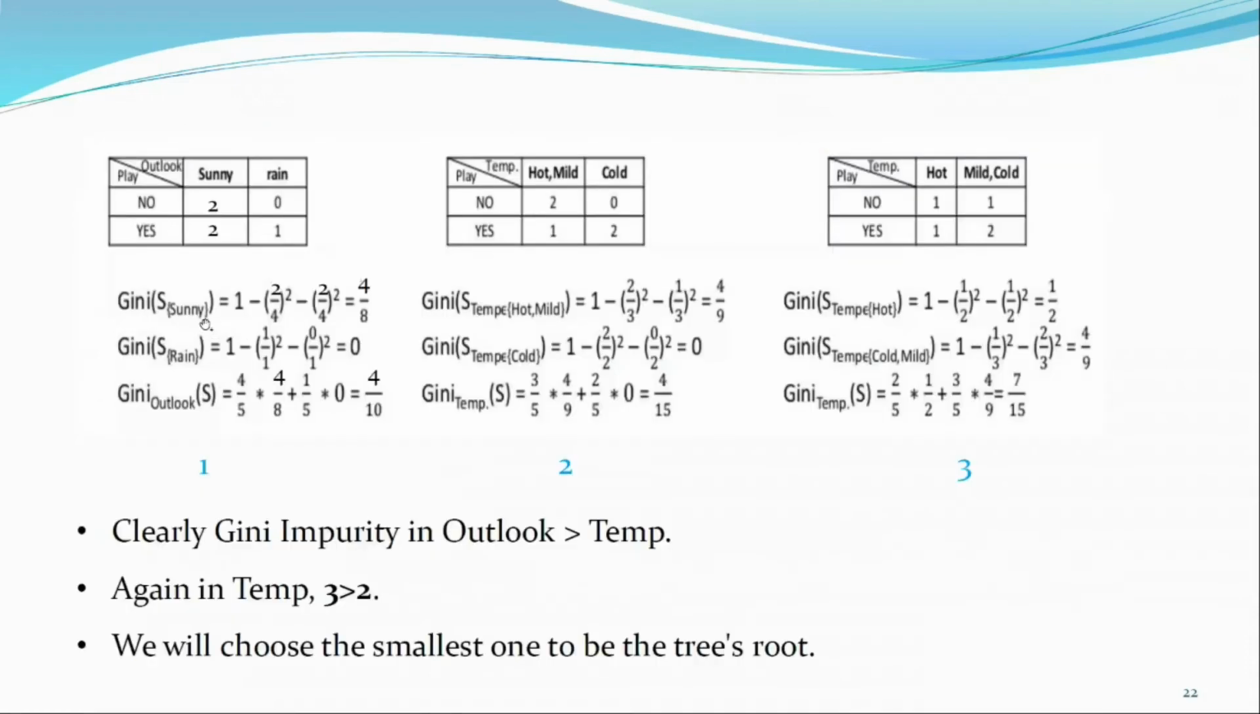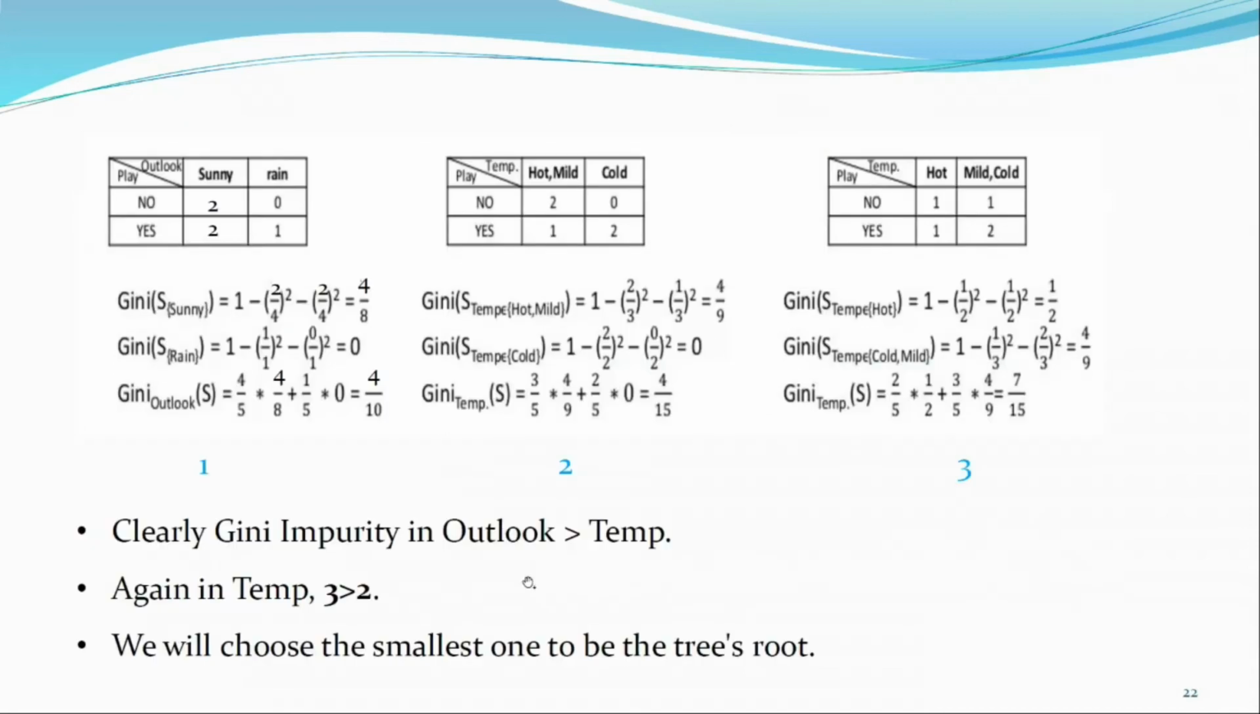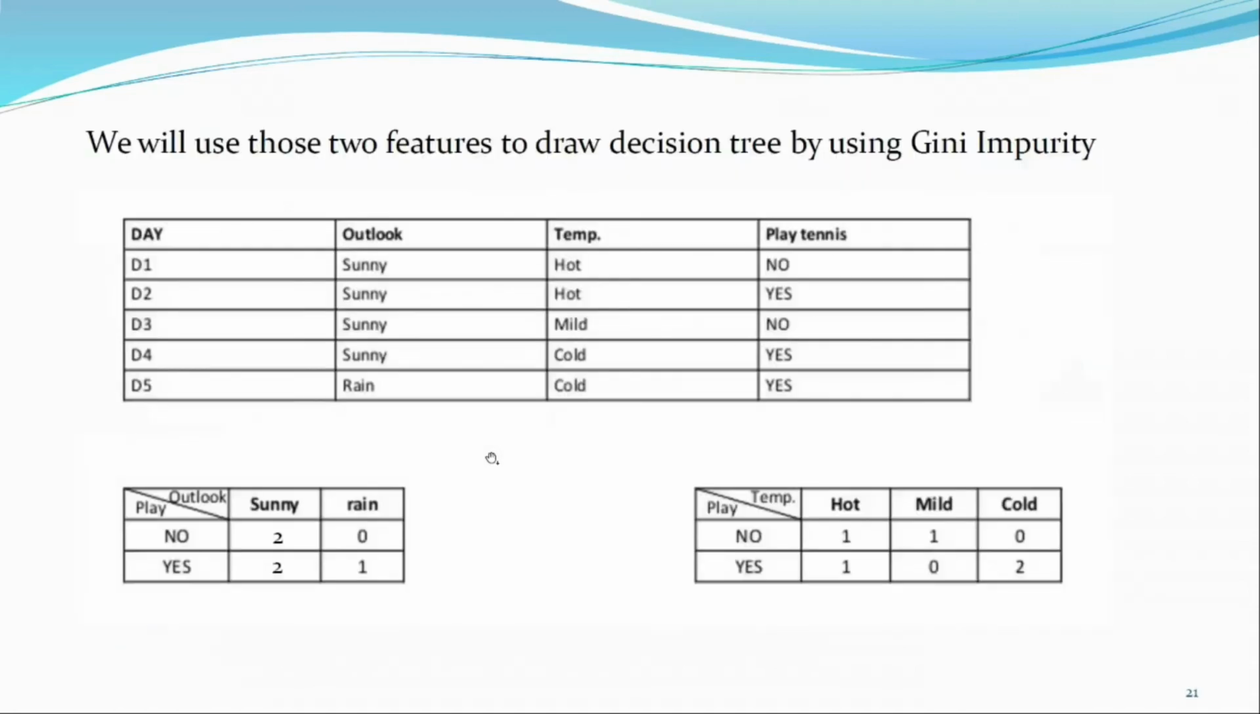We can calculate the Gini impurity of sunny, and there is no rain, so that is 0. So the Gini impurity of sunny is the Gini impurity of the outlook for those three data sets, which will be equal to 4 by 9. We can calculate similarly. Here the Gini impurity for those three values of the outlook is not less than the Gini impurity of this hot and light. So here we terminate our decision. This will be the weaker decision tree for the given data set.